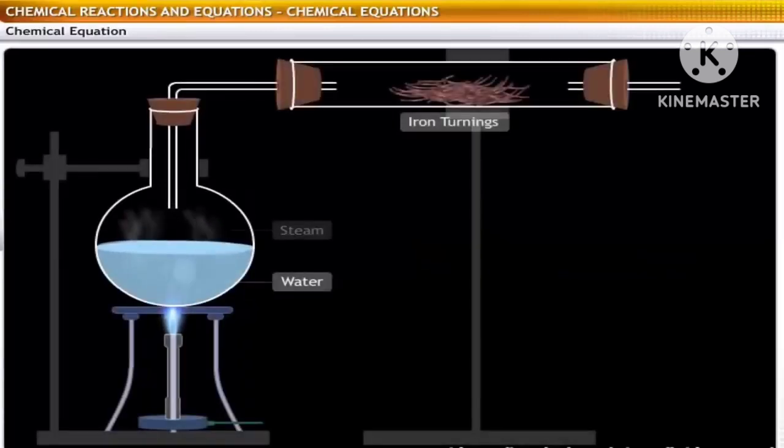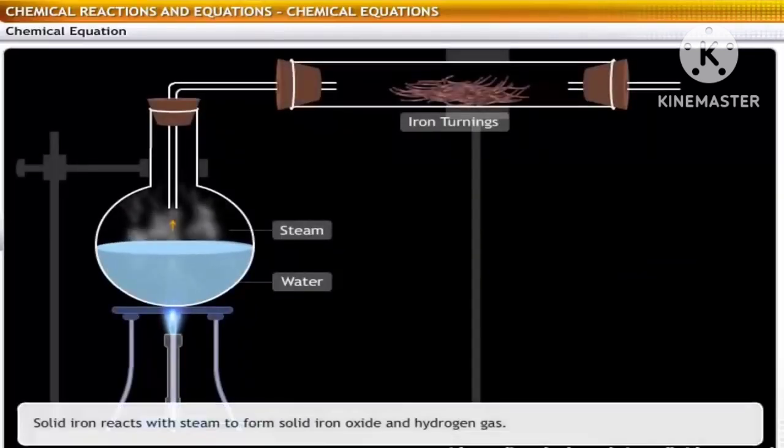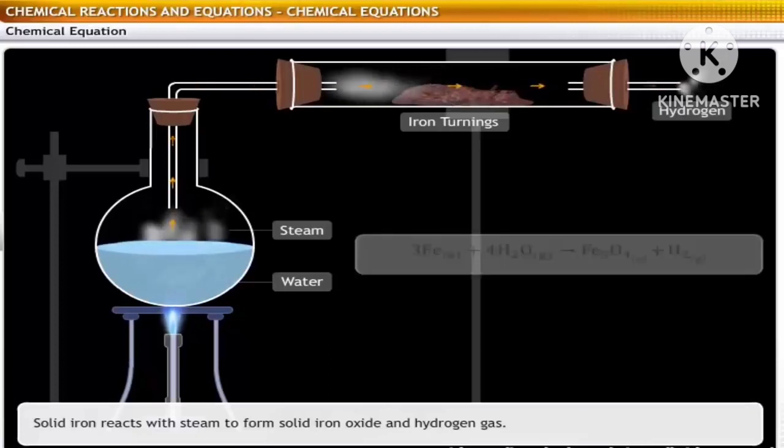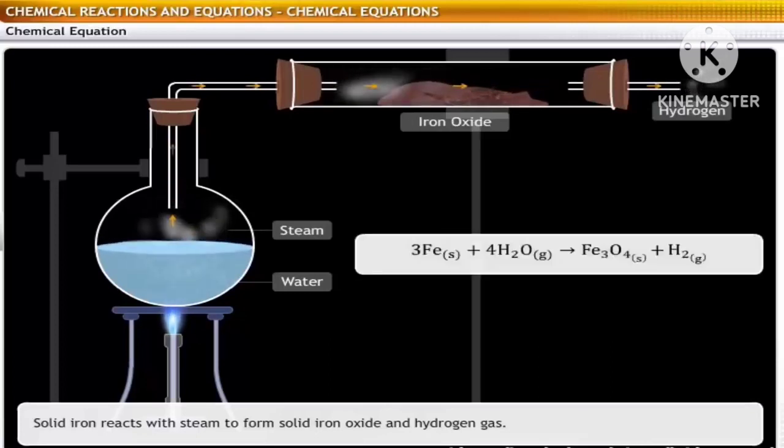Let us consider the reaction of iron with steam. Solid iron reacts with steam to form solid iron oxide and hydrogen gas. This reaction is represented as shown.